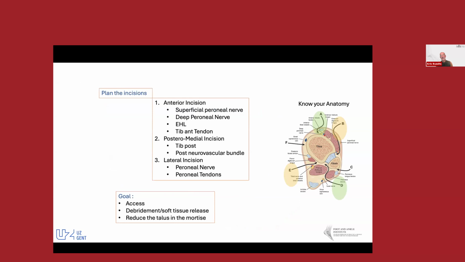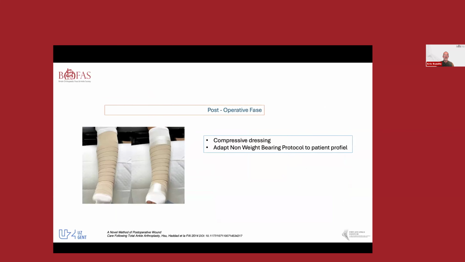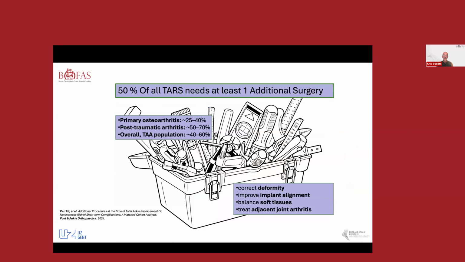And we typically use 3 incisions when you do a total ankle. You have the anterior incision, the posteromedial incision, and the lateral incision, and you see the most common structures that are at risk if you use those incisions. In the posterior phase, we will use a compressive dressing. That means that before we do a cast, we use a very compressive dressing to prevent swelling, and we adapt our non-weight-bearing protocol depending on the profile of the patient that we have in front of us.